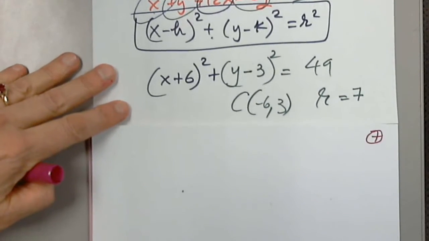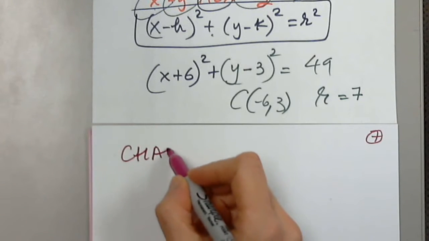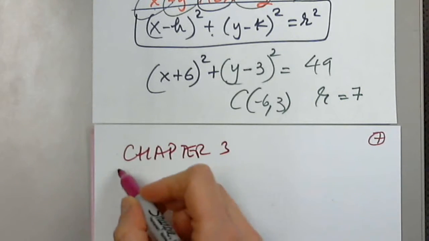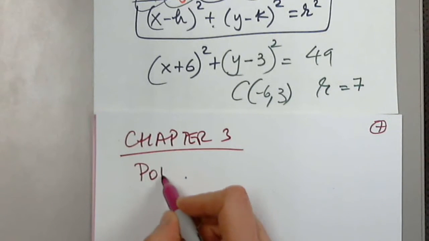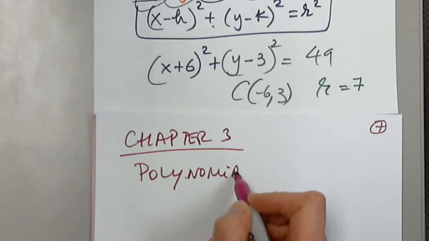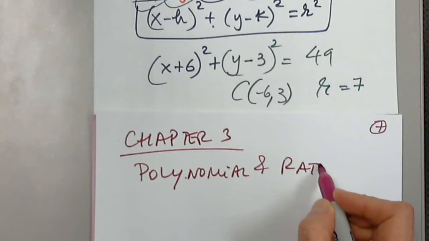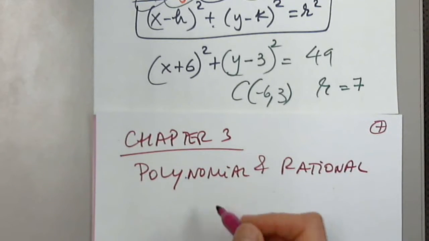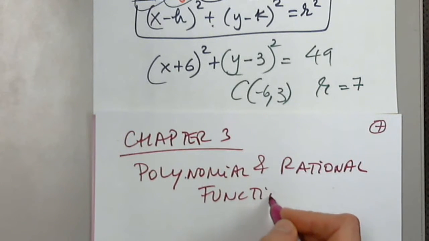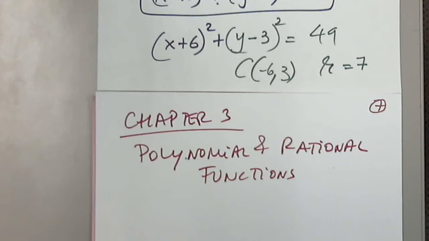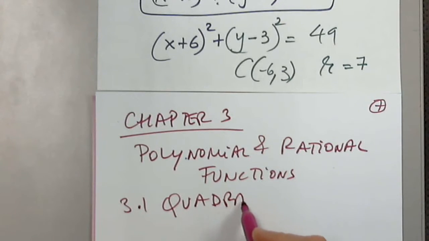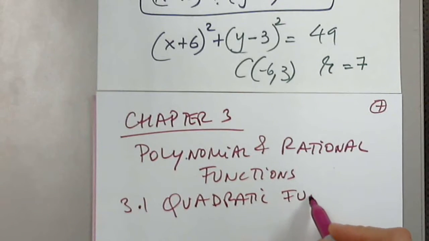Chapter 3. Chapter 3 is a big chapter. It deals with polynomial and rational functions. Polynomial and rational functions. In 3.1, we start by looking again at quadratic functions.